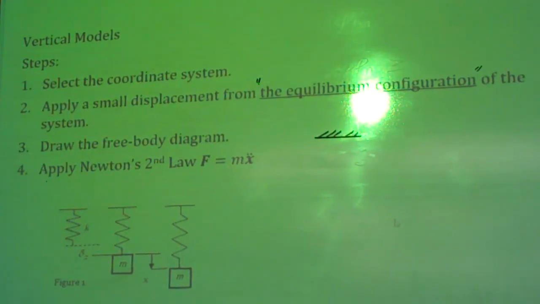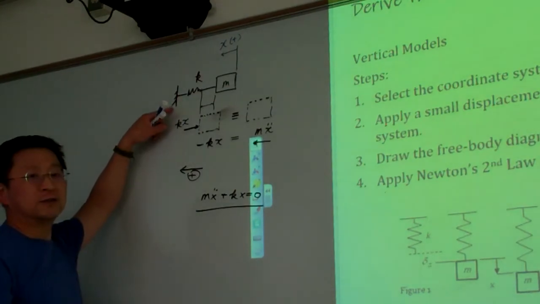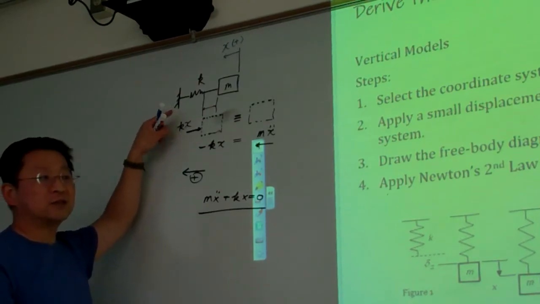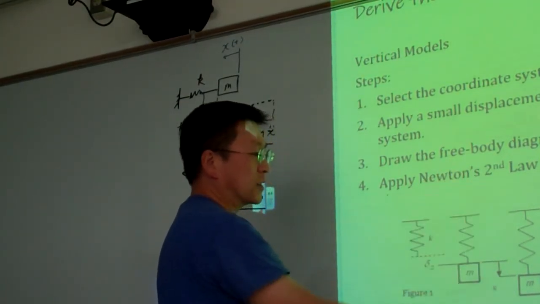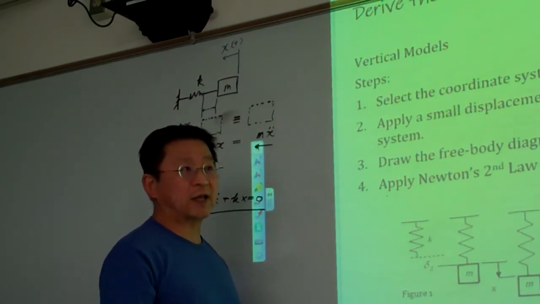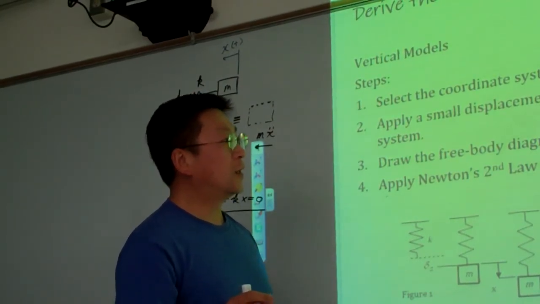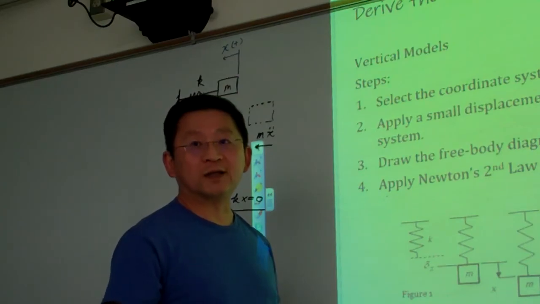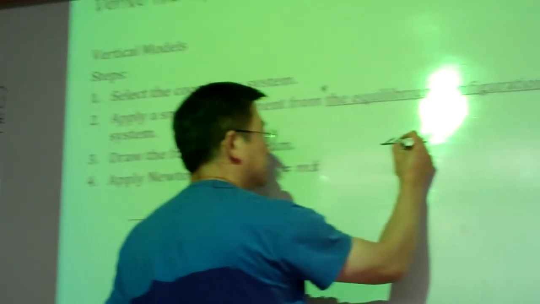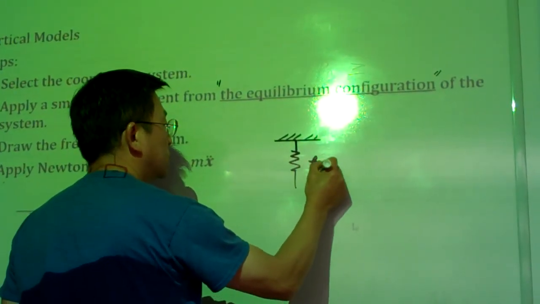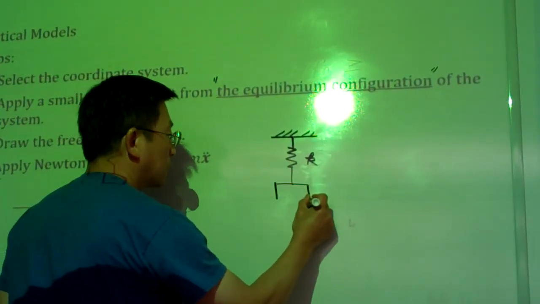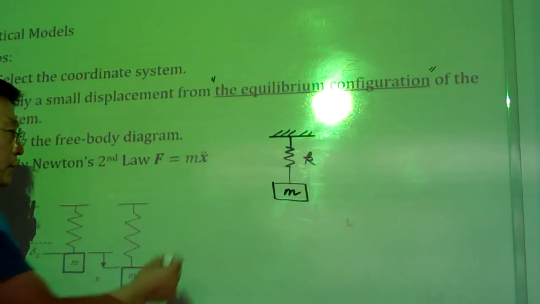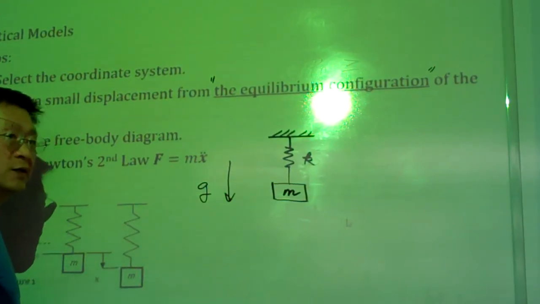For such a horizontally configured example, the equilibrium configuration really doesn't matter because gravity won't have an influence. But if the system hangs vertically, then gravity must be taken into consideration, and we need to pay a little attention to what the equilibrium configuration is when gravity is involved. Using this as one example: this is spring constant K, hanging a mass M, and this is the direction of gravity.